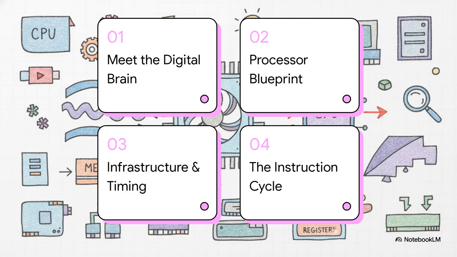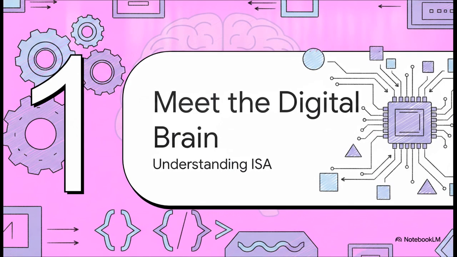First, we'll meet the digital brain. Second, we'll map out the blueprint of the processor. Third, we'll dive into infrastructure and timing. And finally, we'll walk through the instruction cycle. All right, let's jump right into Section 1, Meet the Digital Brain.